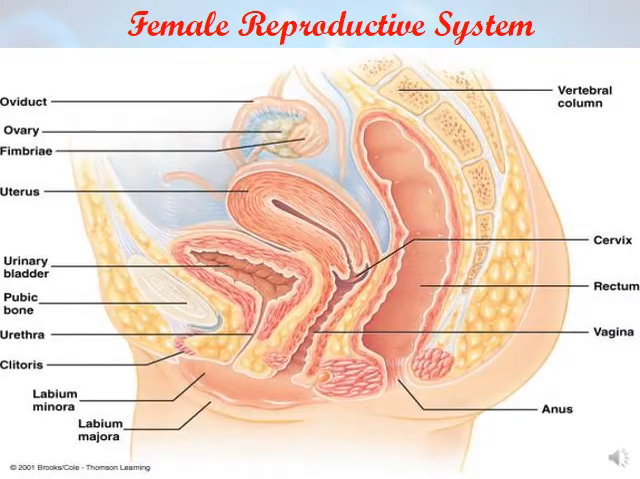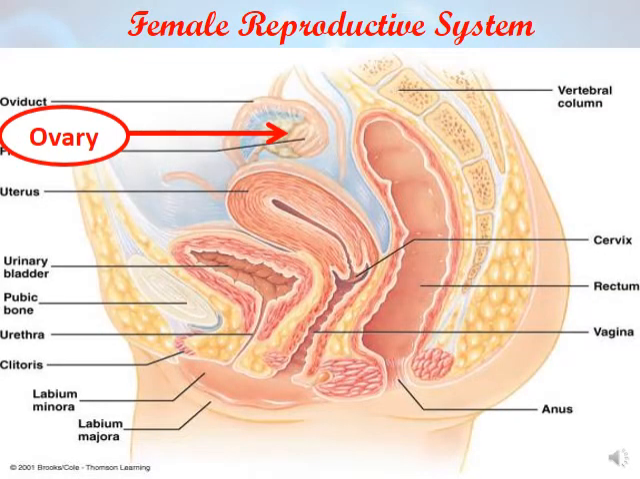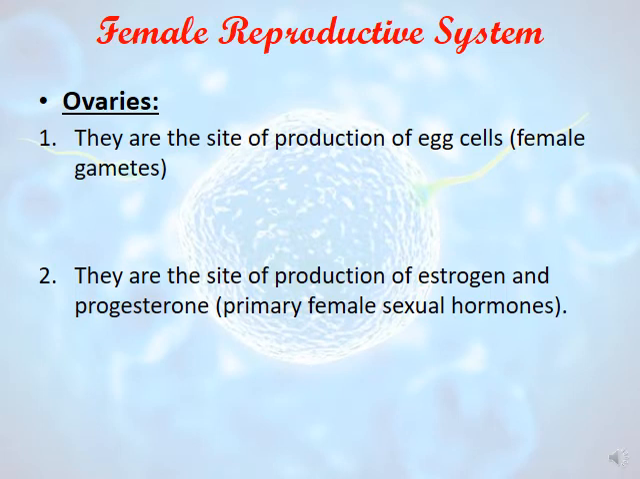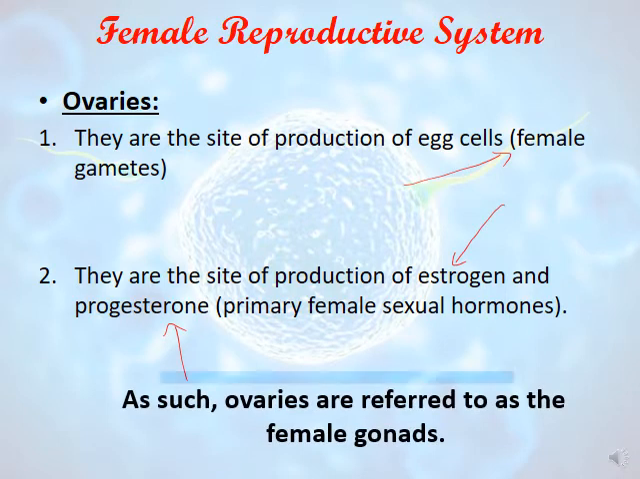Female reproductive system. First, the ovary. The ovaries are the site of production of the egg cells, the female gametes. Also, they are the site of the production of the primary female sexual hormones, called estrogen and progesterone. As such, ovaries are referred to as the female gonads.